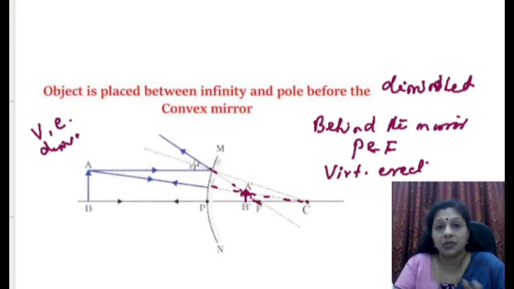So hope you understood all the ray diagrams. First you have to learn the positions of the object and image very well. The nature and all you can derive from the ray diagram if you understand that. Then the second thing is you have to learn the rules to draw ray diagrams. How does the incident ray reflect after falling on the mirror? That is very important.